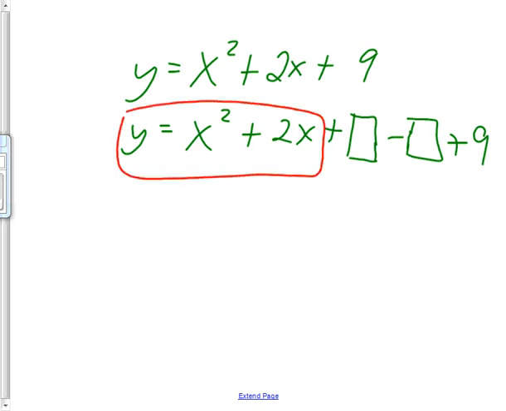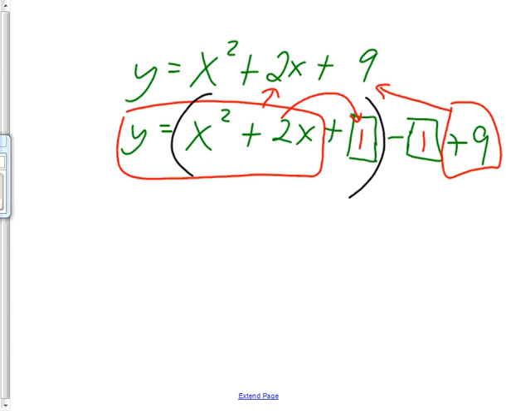Right here and right here, that's all this stuff. It's exactly the same. I just threw in 2 boxes. Plus box, minus box. All right, now, into the boxes, I should put half and square. Half of this and square it is 1, which is kind of weird, but it's true. And then a 1 here to cancel that out. Then this part right here is your perfect square.